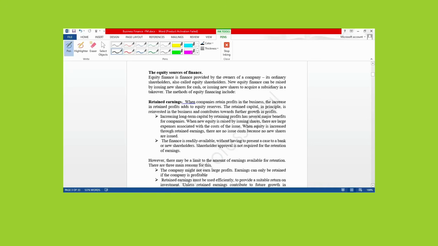Please don't forget our discussion. How can companies source finance? Retained earnings can be adopted as a means of equity finance. There are several benefits of using retained earnings to finance our business. With retained earnings, the money is readily available. The finance is readily available in the company.